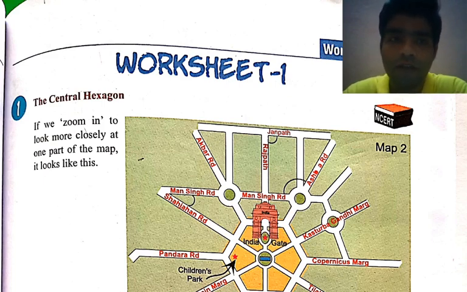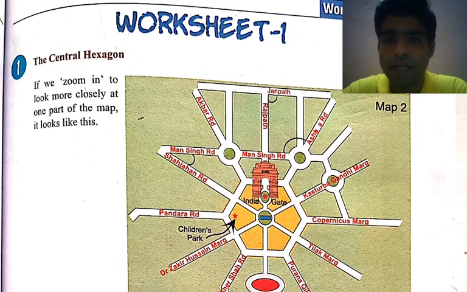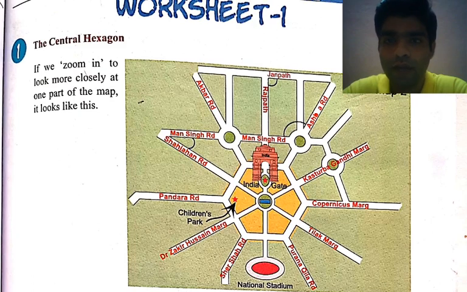Now if we zoom in to look more closely at one part of the map, it looks like this. This map is already given to you, and by using the map we have to solve examples one by one. First of all, see the India Gate. This is our hexagon. Now we have to count the total number of sides. The number of sides is 6, and this type of polygon is a hexagon.